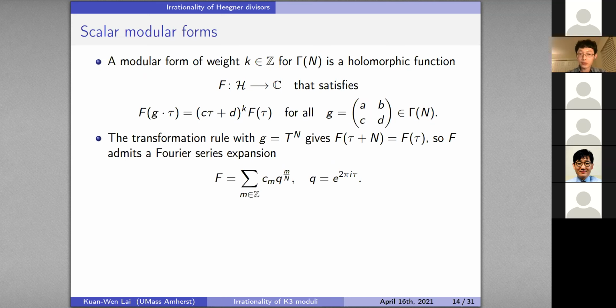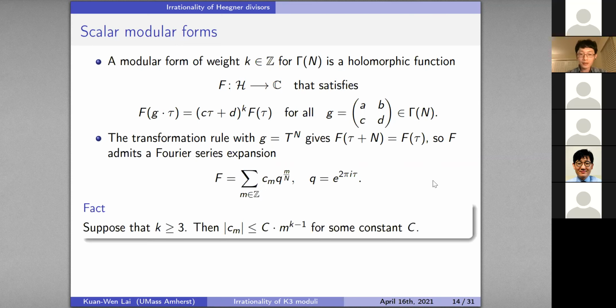So we get a Fourier series expansion like this. Here it's a sum of some coefficient c_n times q to the n over n, where q is e to the 2 pi i tau. This is a key fact we are going to use in our estimate, and this is well known.